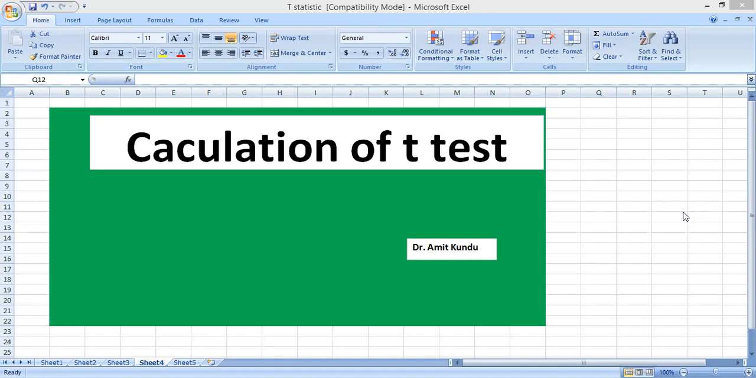A t-test may be used to evaluate if a single group differs from a known value, if two groups differ from each other, or if there is a significant difference in paired measurements. Okay, so this is the t-test. And how are t-tests used?